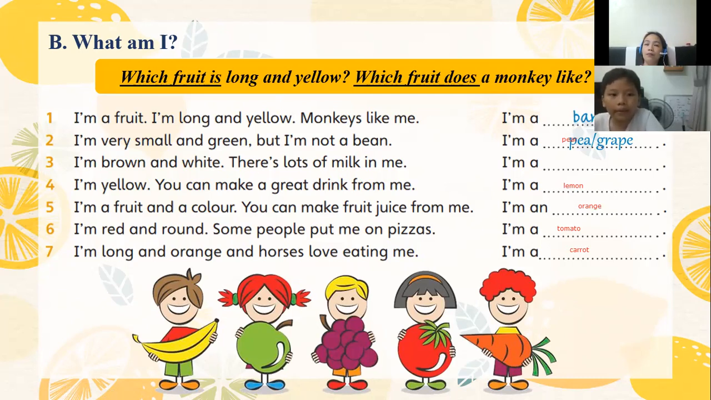Number three. I am brown and white. There's a lot of milk in me. Coconut. Number four.